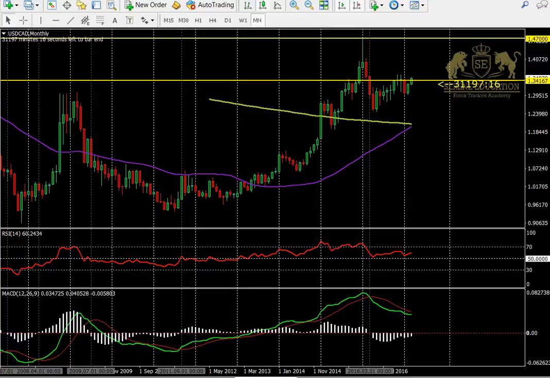Today is the 9th of March and I'm taking a look at the US dollar Canadian dollar on a monthly time frame using Serene Education's Forex Made Easy strategy. Here you can see I've already put in a previous support and resistance level where we saw price bounce off it, and we can see that the current monthly candle is now trading higher than that.